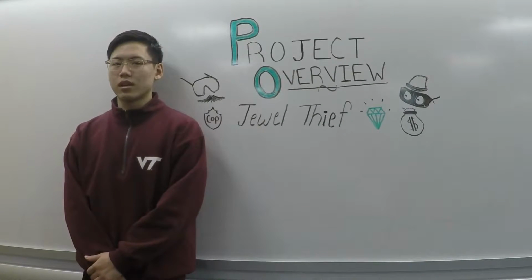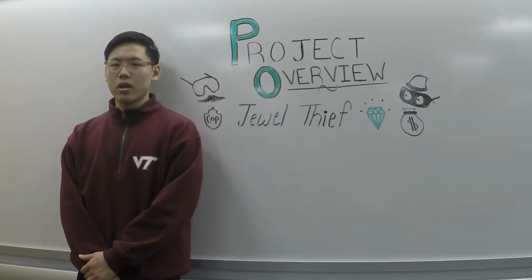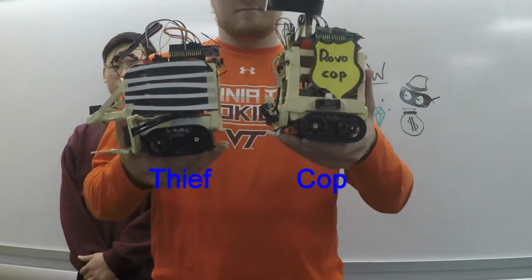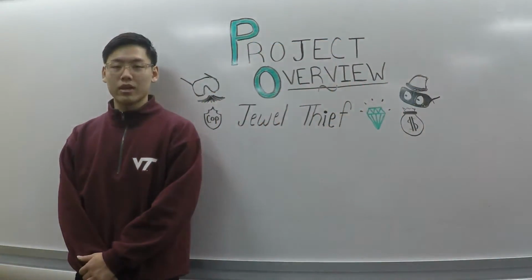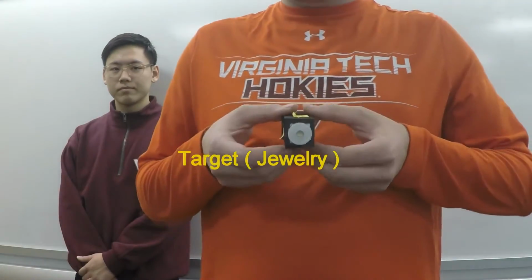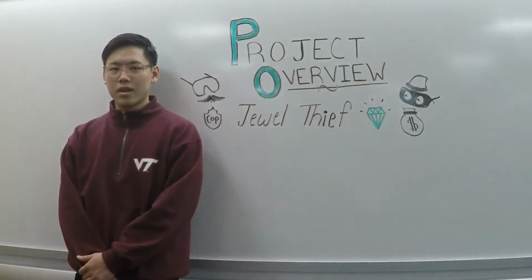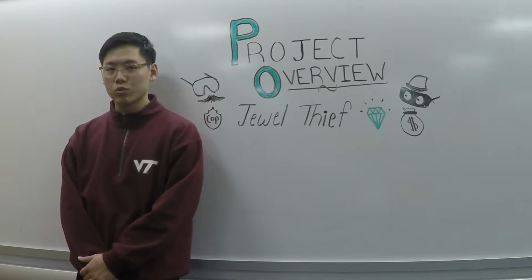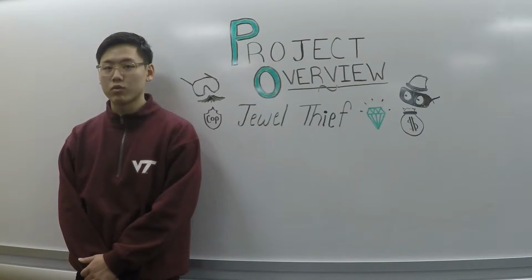The project consists of 2 rovers, a thief and a cop. Along with that, 2 targets with metal washers on the top for magnets to hold up. And then a jewelry museum, which will be consisting of our map that the rovers will be going through during the whole project.